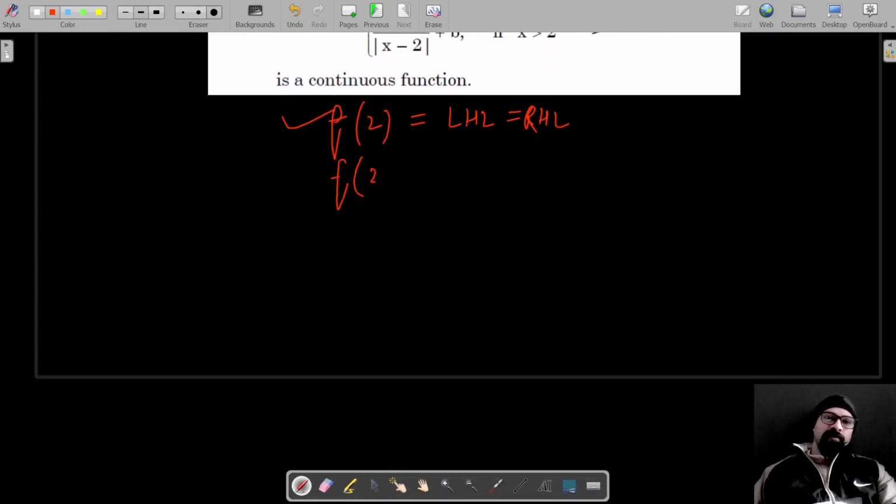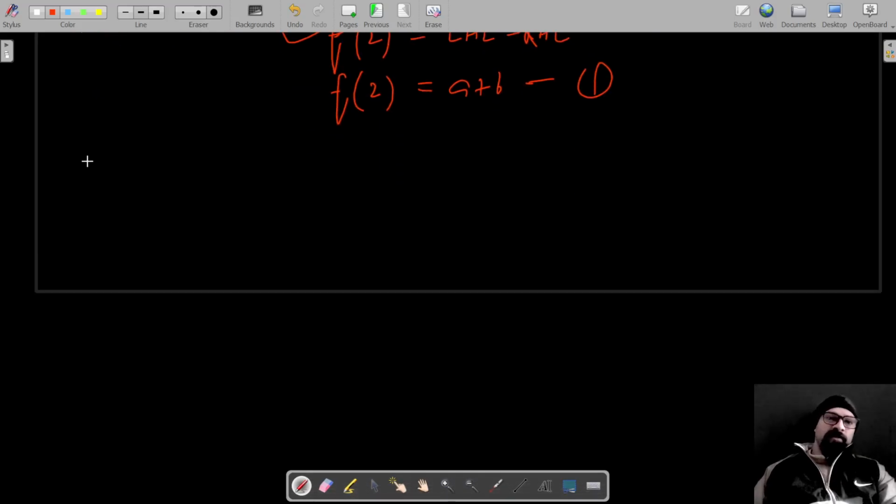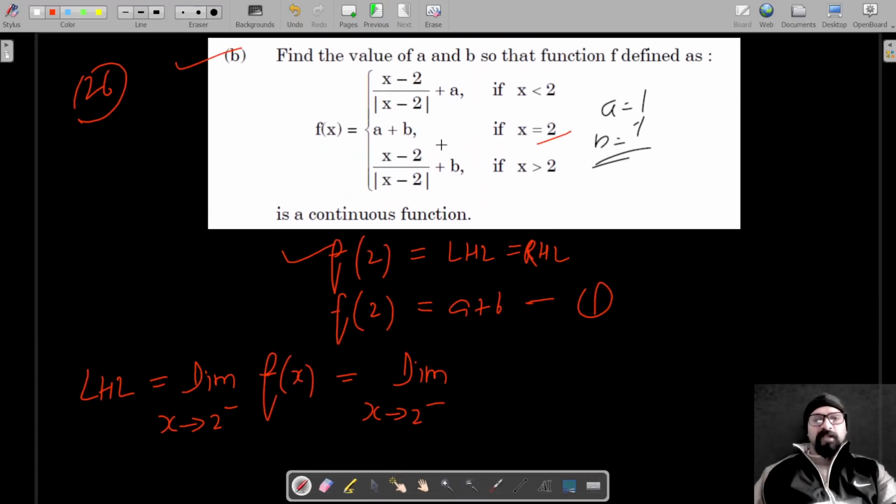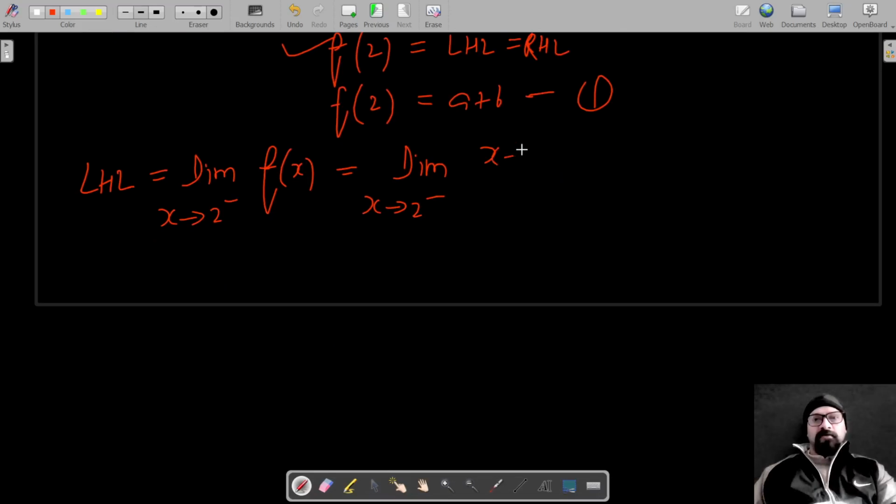First of all, the value of the function at 2 is a plus b. So let's keep this. And now let's find the left hand limit of the function. So the left hand limit of the function at x equal to 2 is limit x tends to 2 negative f of x. For the left hand limit, that is x less than 2, the value of the function is x minus 2 upon modulus of x minus 2 plus a.